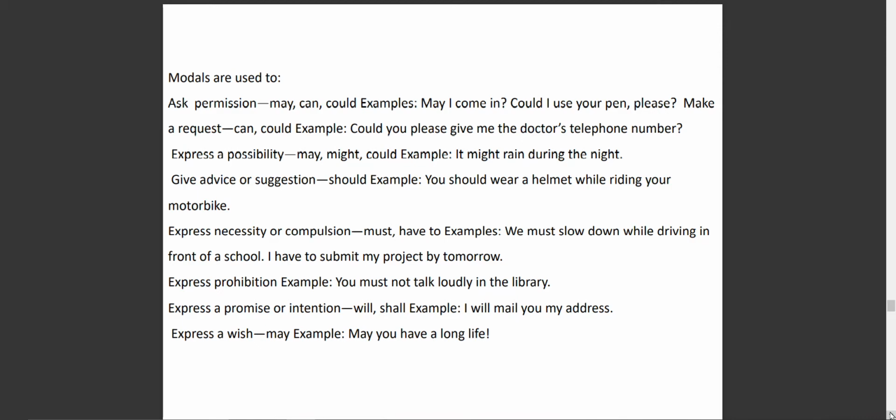Express necessity or compulsion: must, have to. Examples: We must slow down while driving in front of a school. I have to submit my project by tomorrow. Express prohibition. Example: You must not talk loudly in the library. Express a promise or intention: will, shall. Example: I will mail you my address. Express a wish: may. Example: May you have a long life. So may expresses a wish.